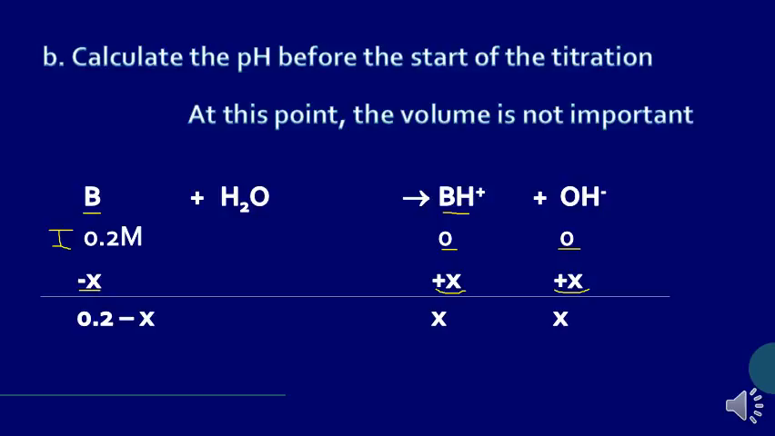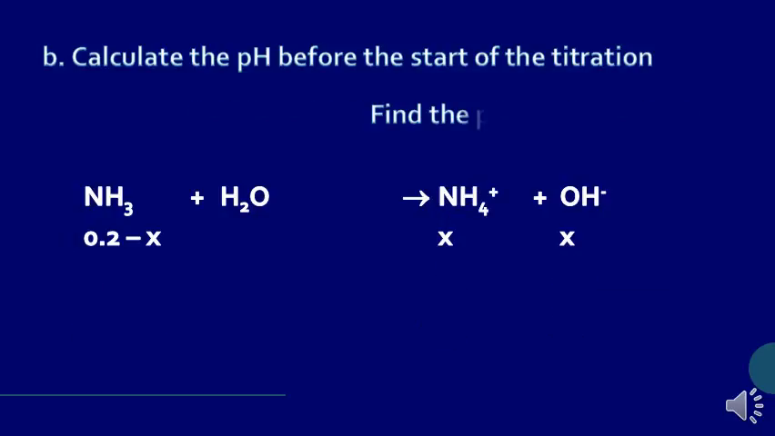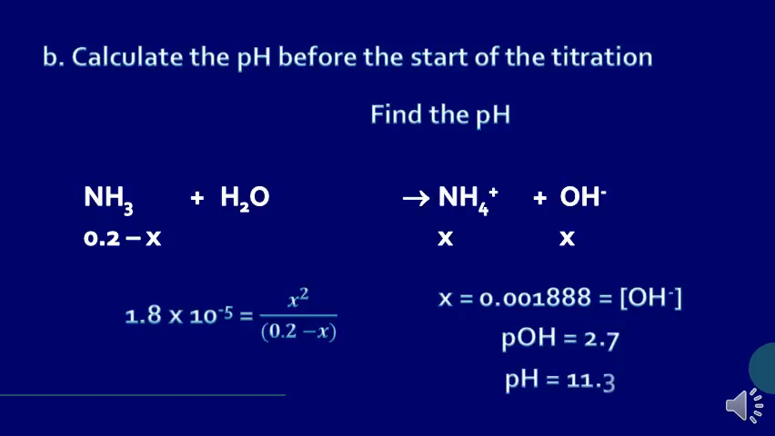Now, I can use molarity as moles because the volume is not important for this. I could use moles and then later convert it back to molarity, but it doesn't matter. So here we go. The base is going to lose some. The conjugate acid and the hydroxide will gain some.